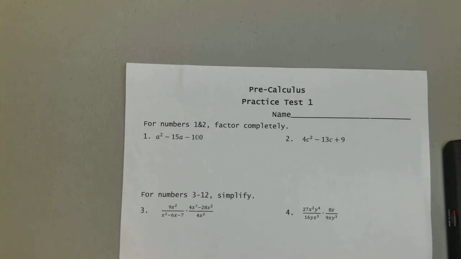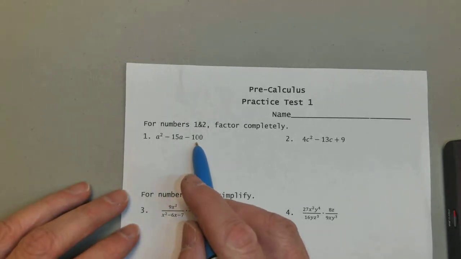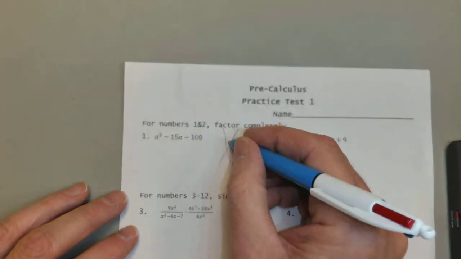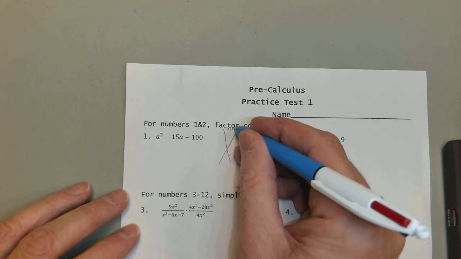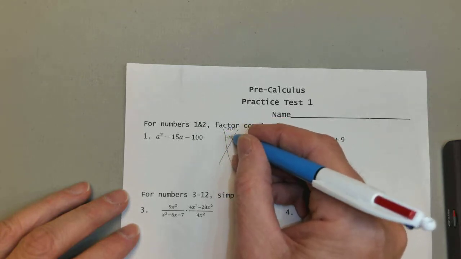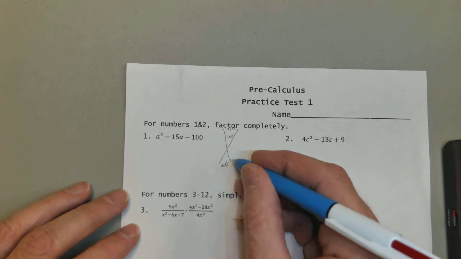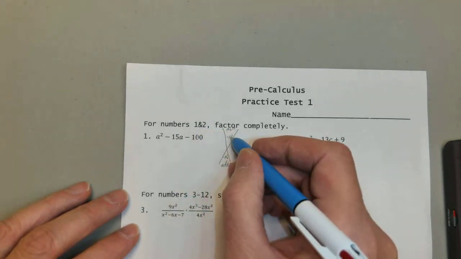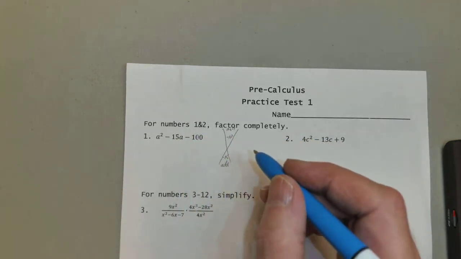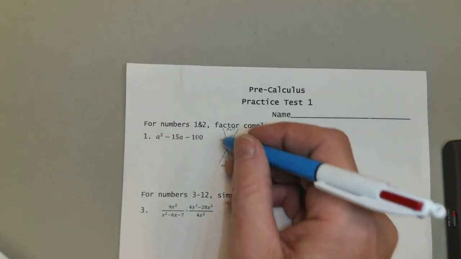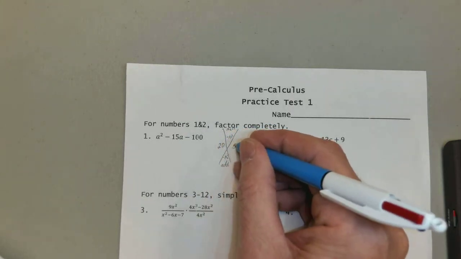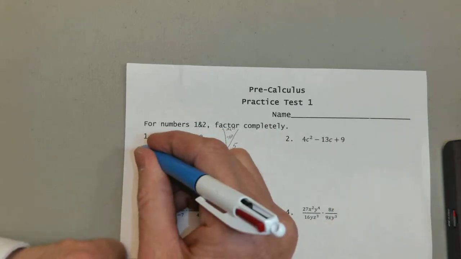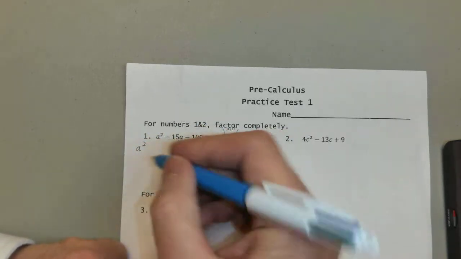All right, a squared minus 15a minus 100. I'm looking to multiply to get negative 100 and add to get negative 15. Multiply to that term, add to that. And I think, since it's negative, we're going to go negative 20 times 5. And we could do this with grouping, or we could go straight to the answer, but I'm going to write it as grouping.